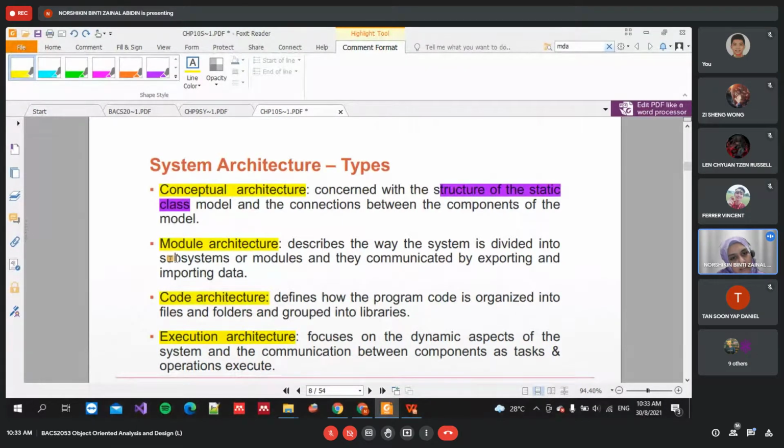And then module architecture. Module, already mentioned a few times, is the sub function of our whole system. It describes the way the system is divided into subsystems or modules, and they communicate by exporting and importing data.